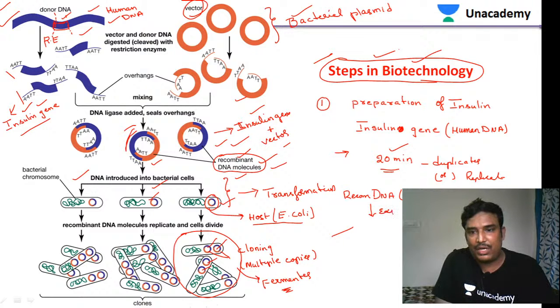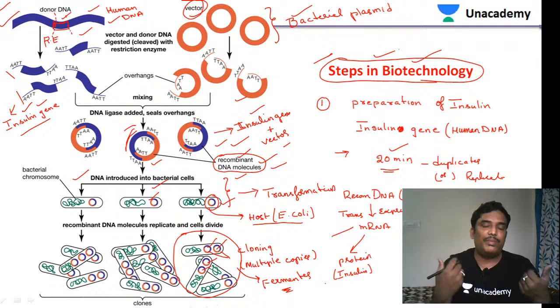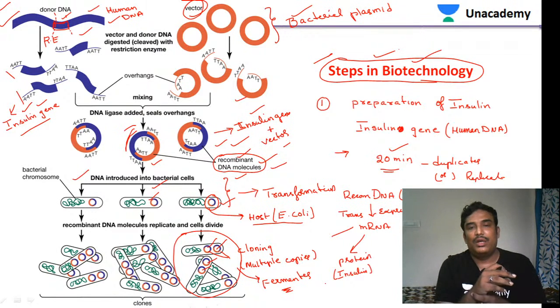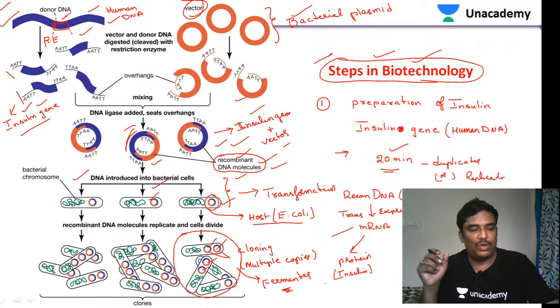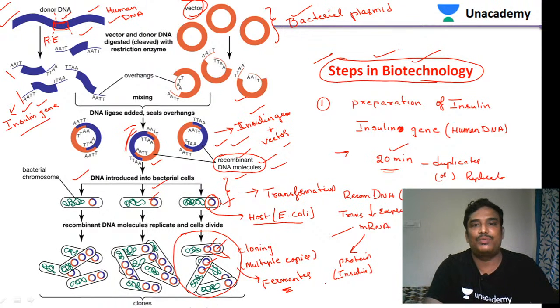So what is the meaning of the term express? It means it will undergo transcription to produce mRNA. And this mRNA will produce protein. This protein is called insulin protein. Now this insulin will be extracted and purified, and it is used for human welfare. Once again I will explain this process, students.